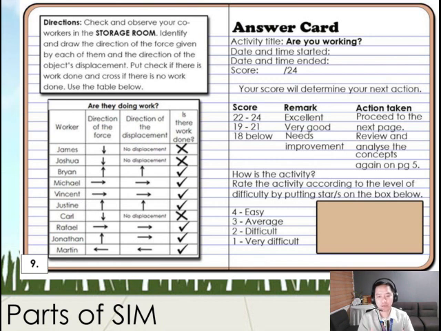After performing the activity, they manipulated it, they move something, they can check afterwards using the answer card if they are ready to move to the next activity. The learners are allowed to check their own answer. If after checking the activity card, they found out that their score is 18 and below, it means needs improvement. They need to review and analyze the concepts again on page number 5.